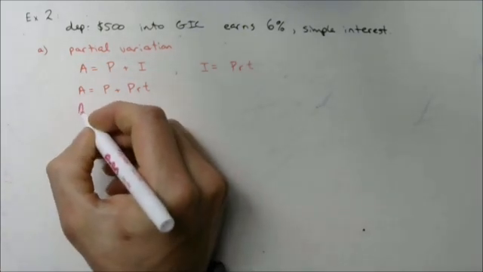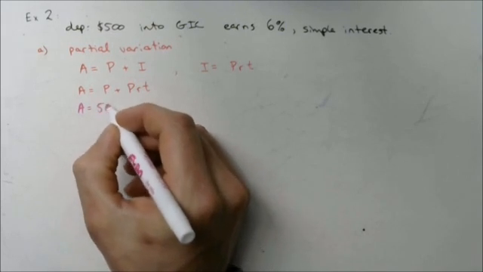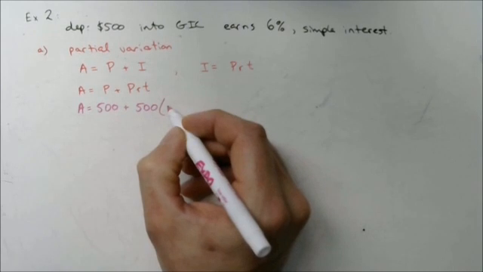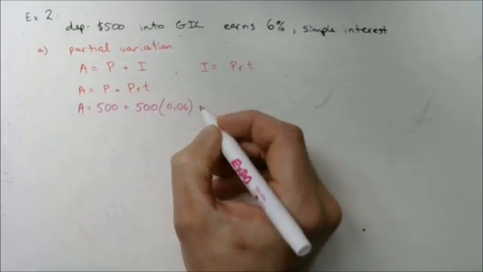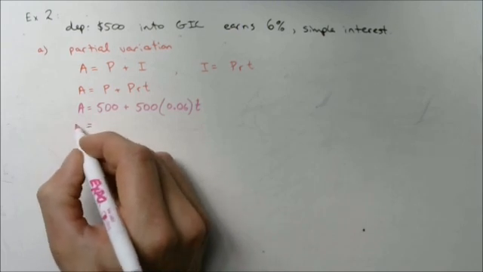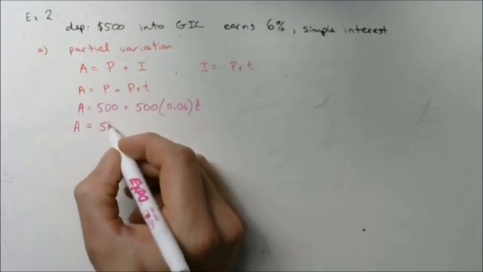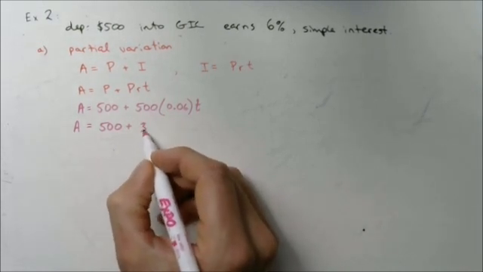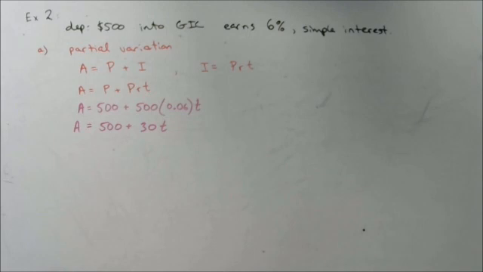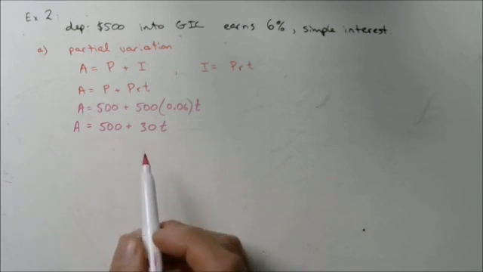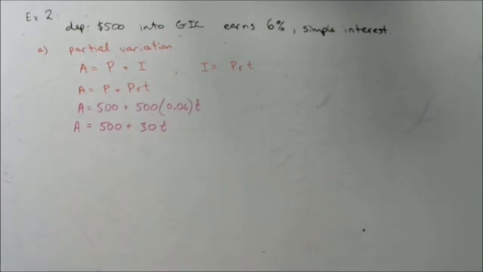So let's go ahead and put in the information that we have. We have a principal of $500, so we put that in wherever we see P. We've got a rate of 0.06, and T stays because it will vary with respect to T. So 500 plus 6% of 500 is 30T. All right, there we have it. The amount is: amount equals 500 plus 30T.